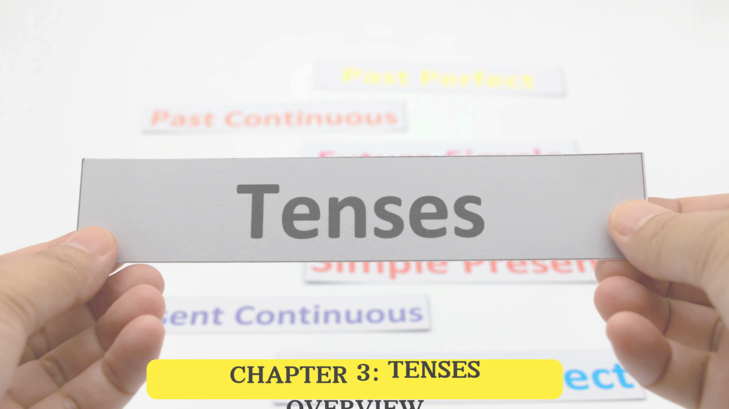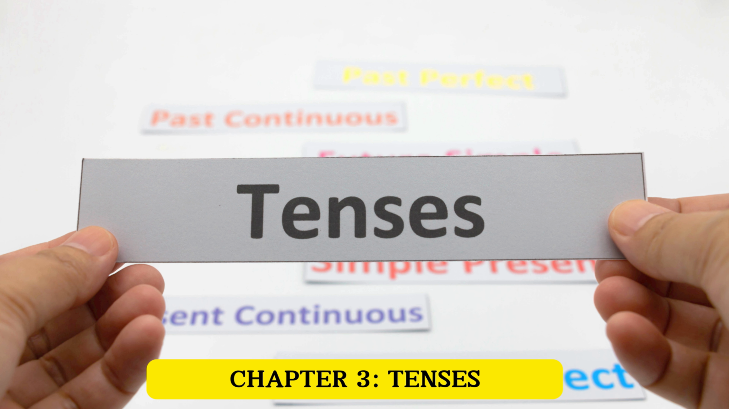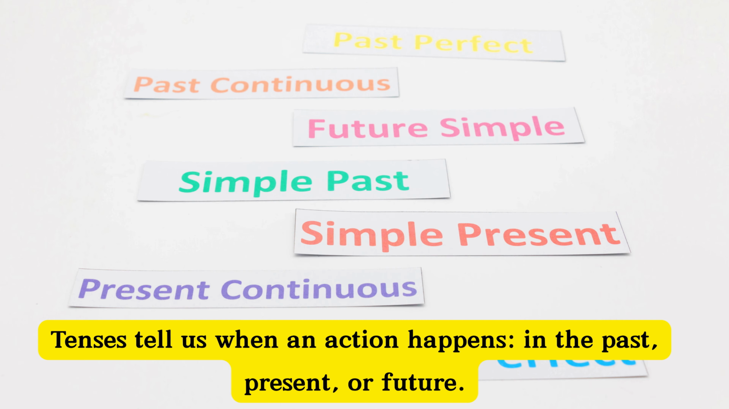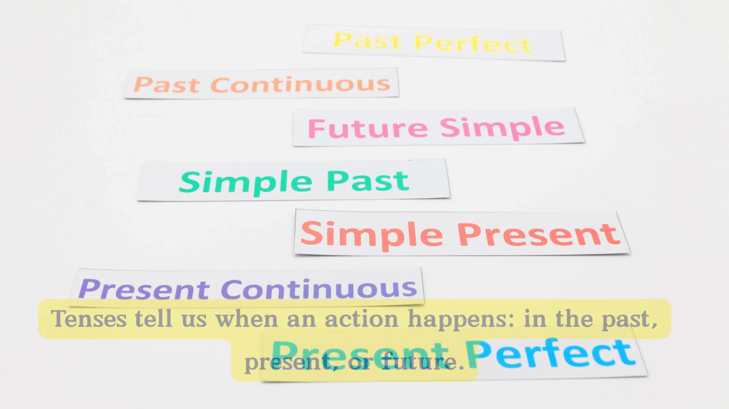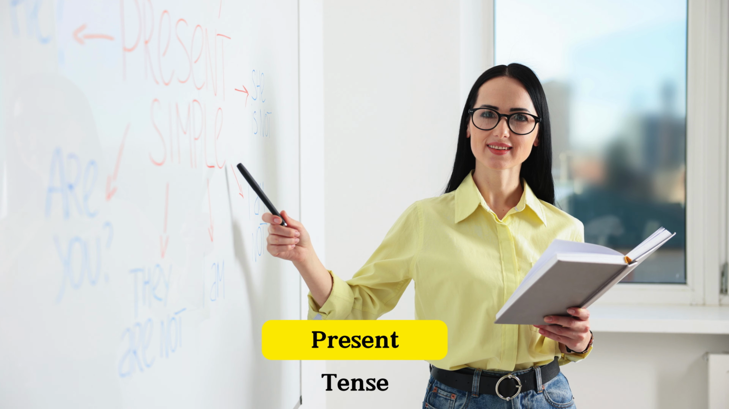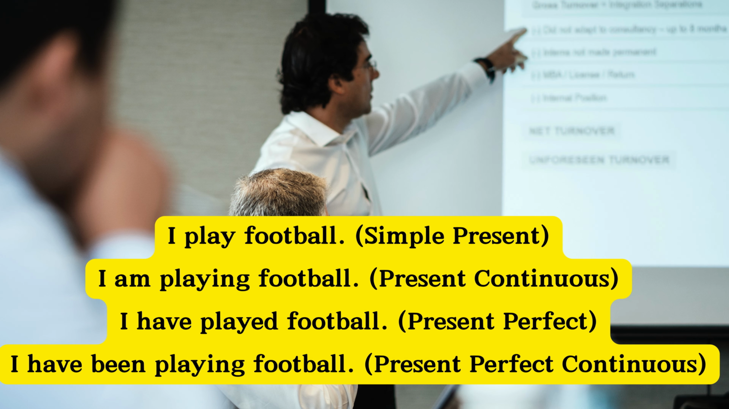Chapter 3. Tenses Overview. Now, let's talk about tenses, one of the most important parts of English grammar. Tenses tell us when an action happens, in the past, present, or future. There are 12 tenses in English, but don't worry, I'll make them super simple. Let's start with the present tense. I play football. Simple present. I am playing football. Present continuous.